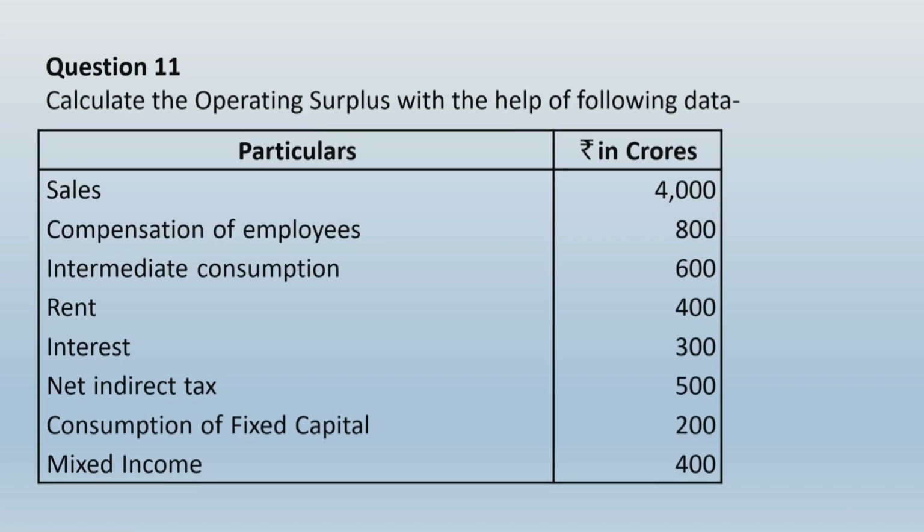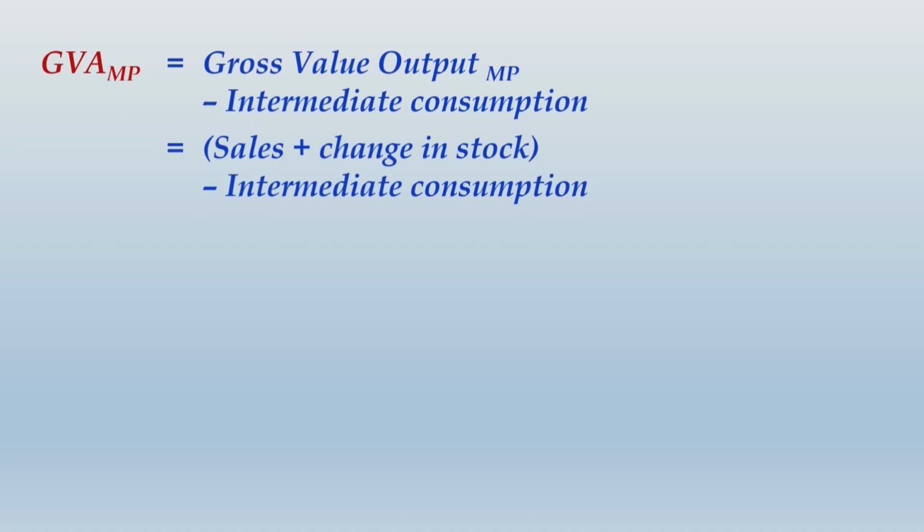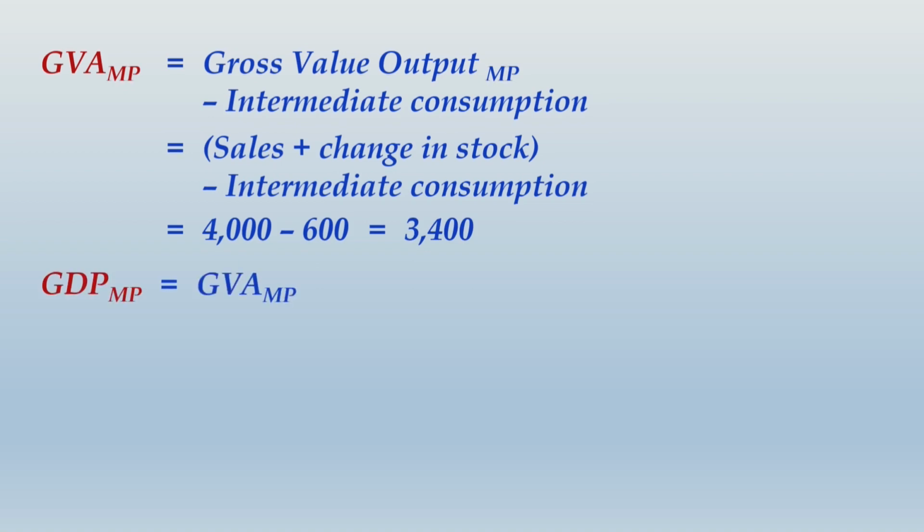Alright friends, I have given you sufficient time to try it out. Let us check whether you got the calculations correct or not. Gross value added at market price will be the gross value of output minus intermediate consumption, and we have basically the value of output as sales plus change in stock minus intermediate consumption, and that will be 4000 minus 600, that is 3400. Now GDP at market price is gross value added at market price, which is 3400 crores.